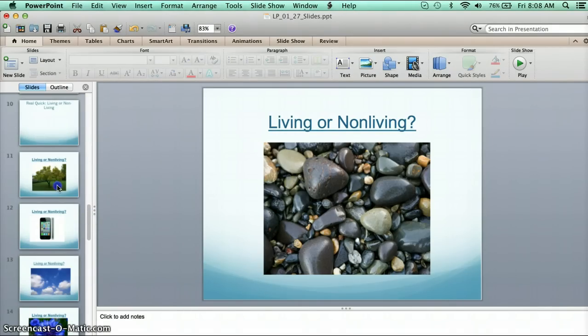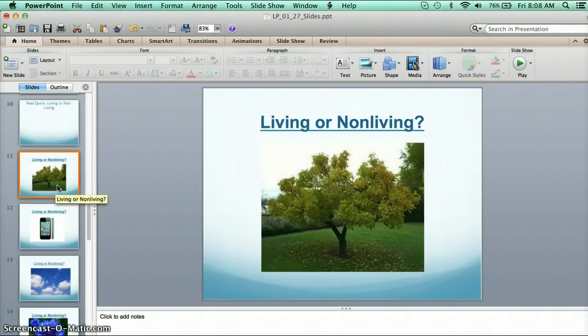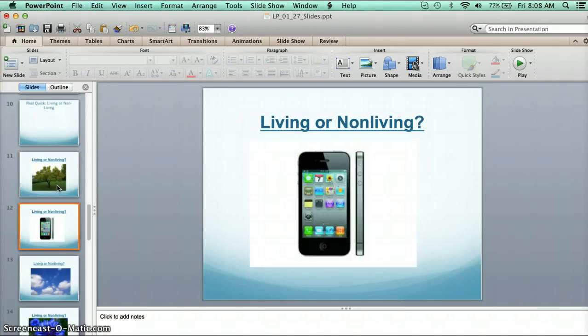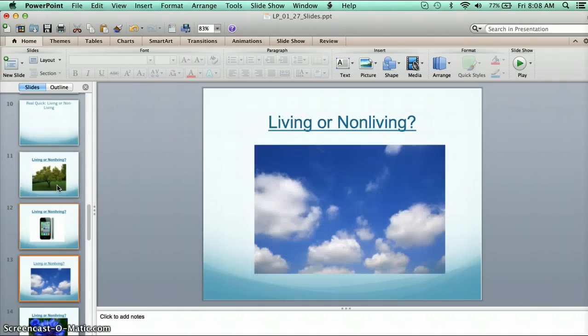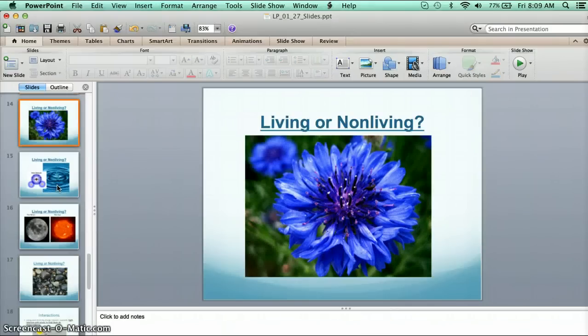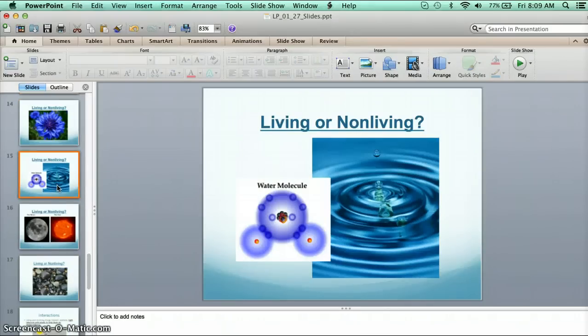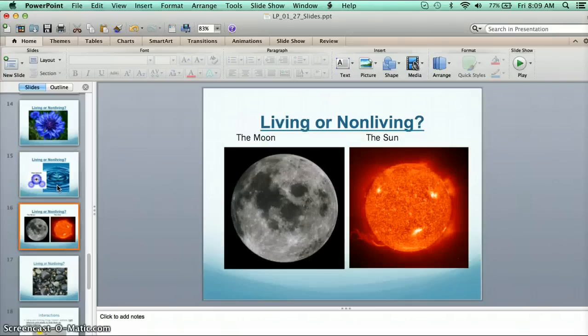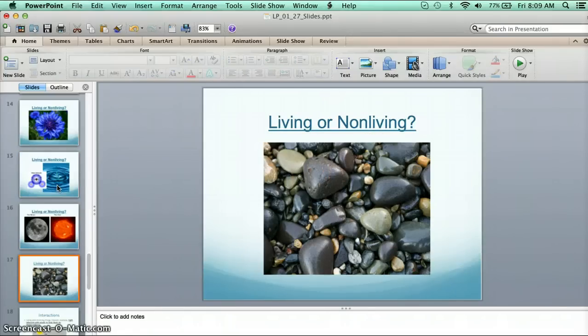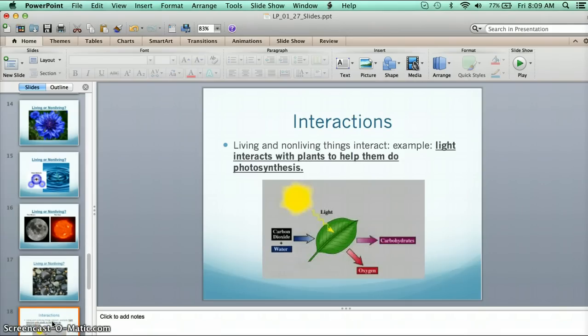Okay, really quick, let's just review. The tree, this plant is living. The iPhone is non-living. The air in the sky is non-living. The flower is living. Water is non-living. The moon and the sun are non-living. And rocks are non-living. Okay, the last part of your notes are just the idea of interactions.